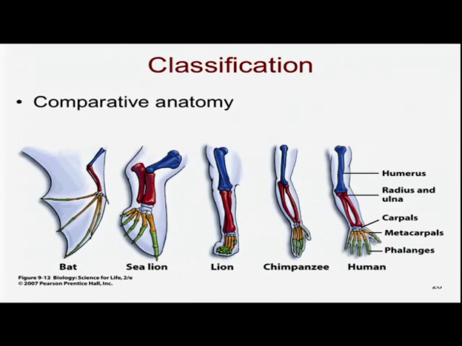So how do we set these guys up in classification? A lot of it now is done by DNA sequencing, because that's the best way to look at how similar something is. DNA doesn't lie. But a lot of things historically were not sequenced.